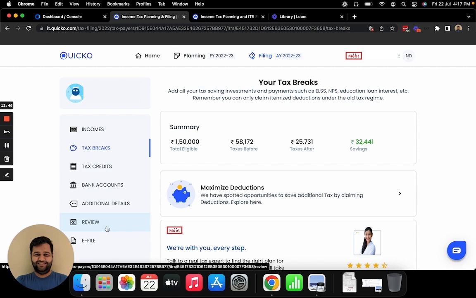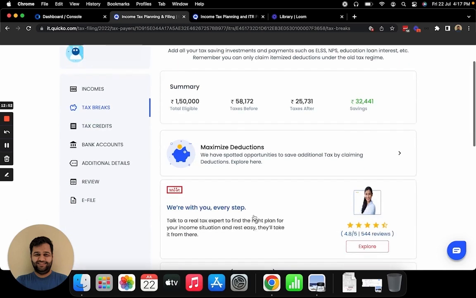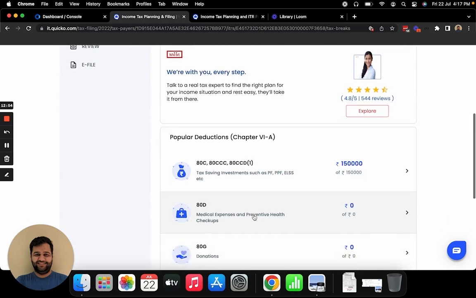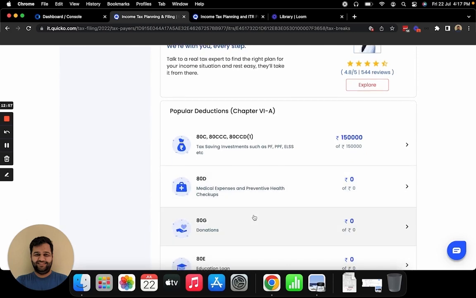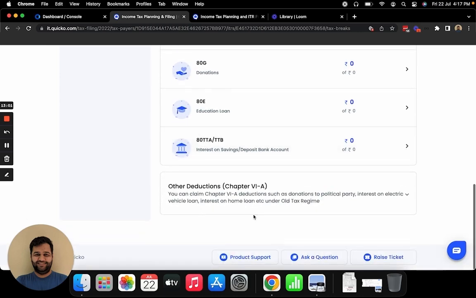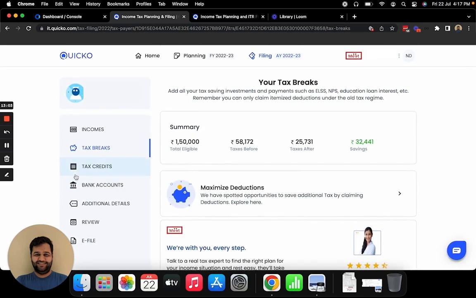What do tax deductions do? They help you reduce your tax liability by reducing your taxable income. So in my case, all the deductions are automatically imported because I connected my Quicko account with my income tax account. So my deductions are automatically imported from my Form 16.